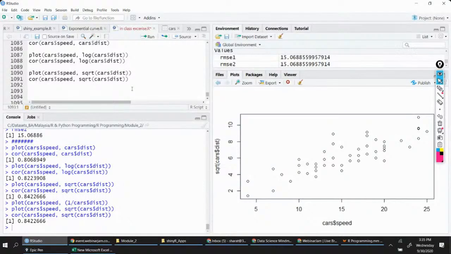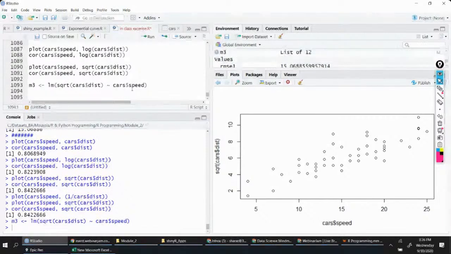So again, what I do, I'll take M3. I'll say lm of, what is your y here now? Square root of cars$dist. This is your output. Tilde cars$speed. You're taking x as is, but y is getting altered. Now I'll say summary of M3.